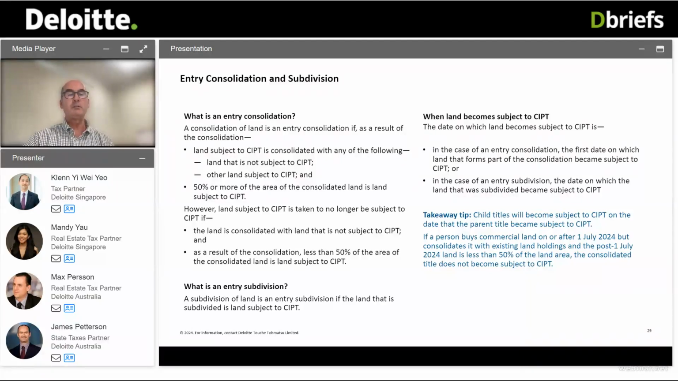And for subdivisions, the important point to note there is that the child title will take the character of the parent title. So whether that's in or out will be dependent on that parent title nature. Next slide. Thank you.